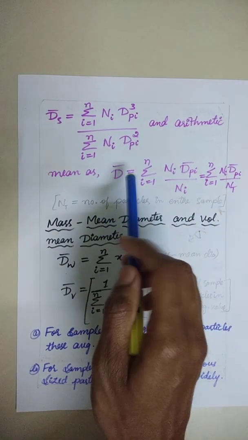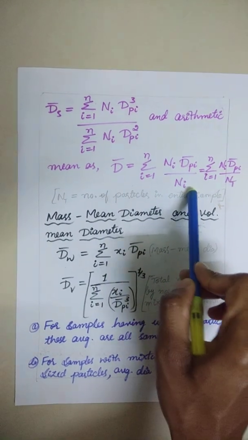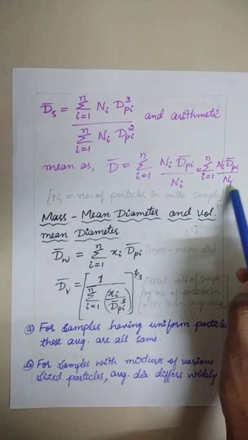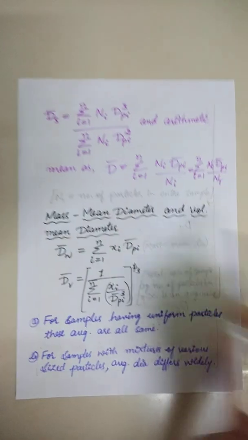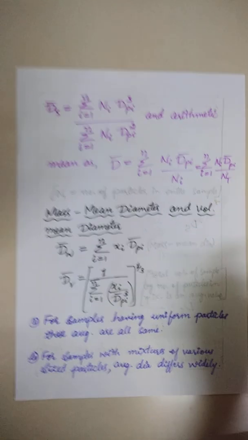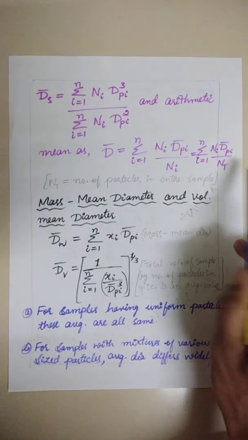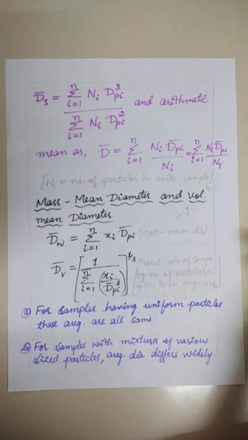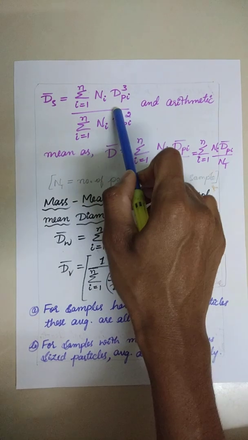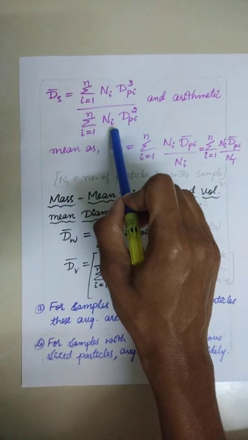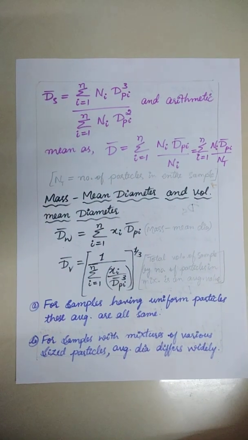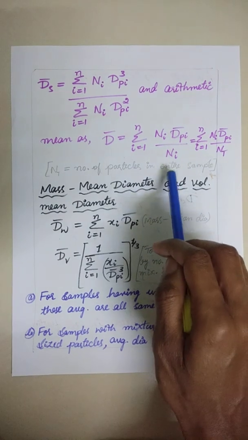And for the arithmetic mean, we have this formula here. We are dividing by ni and then dividing by nt, where nt is the number of particles in the entire sample. For our simplification purpose we have done this here, to get a simple equation. When we divide this, we get dpi in the denominator, and one dpi is left. ni will be there. It is not cancelling, because we are calculating for the number of particles itself.